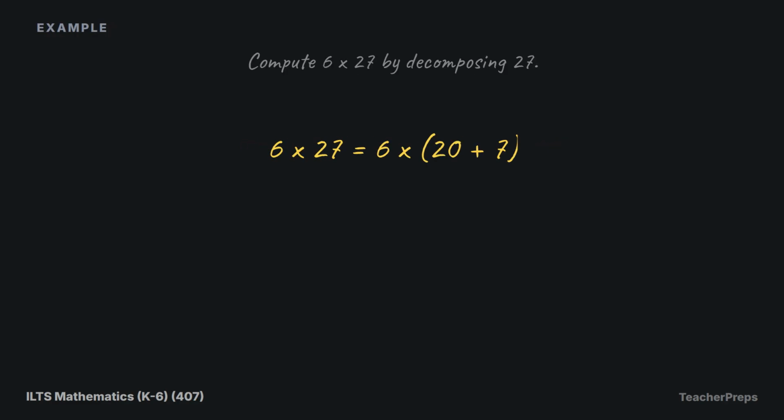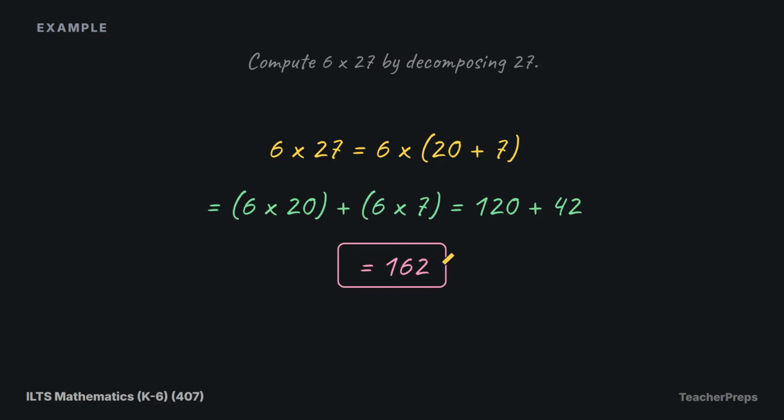Decompose 27 into its tens and ones using expanded form, setting up the distributive property. Multiply 6 by each part separately. This is exactly what the distributive property licenses. Add the two partial products to get the final answer.